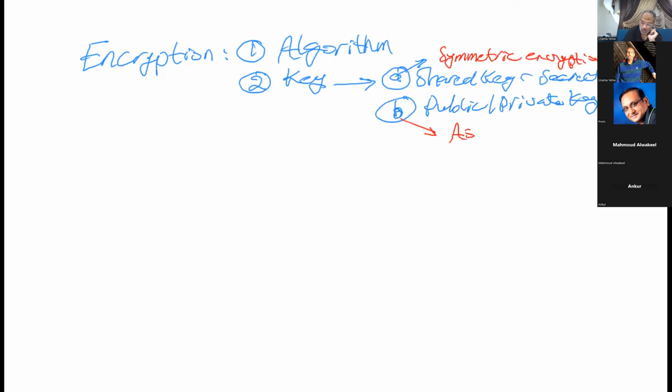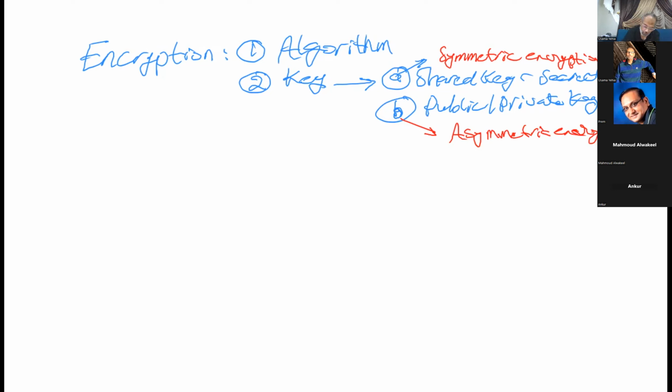This one, symmetric encryption. What is this? What do we mean here? When we are saying symmetric encryption, this means that in the encryption, it is using only one key. It's called shared key or secret key. Okay? Then data can be encrypted or decrypted by the same key.